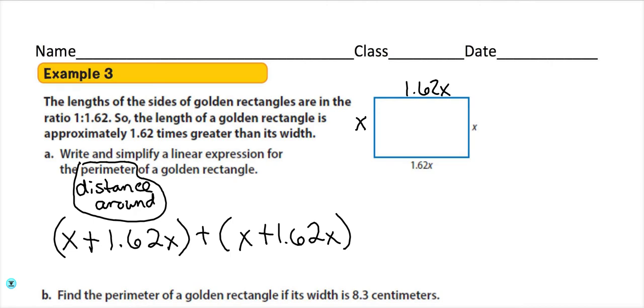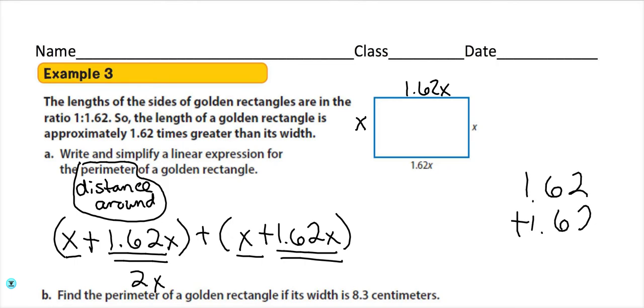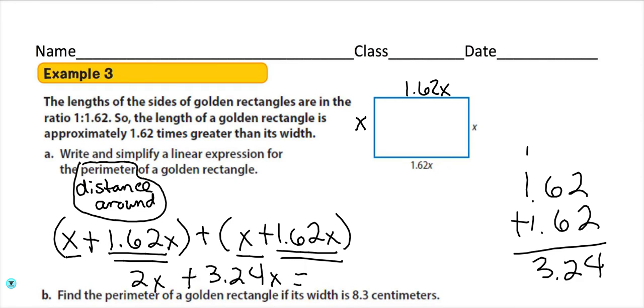Okay, so here we go. Let's just do the easy ones first. Let's do x with x by itself. Now, yes, they all are technically like terms, but we're just going to take our time here. So we're going to do 2x, and then we're going to have 1.62x and 1.62x. So let's add that up. 162 plus 162 is 3.24, okay. So plus 3.24x. Now let's combine all those together. That's going to give me 5.24x. In this case, they don't have any measurements, so this would be units.